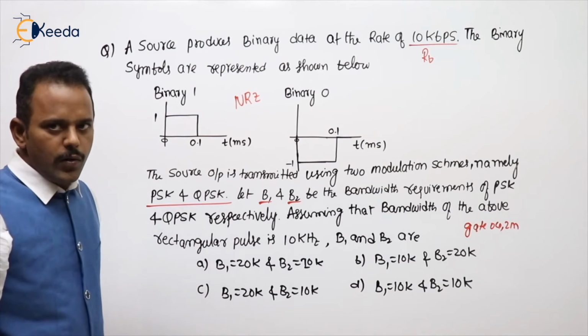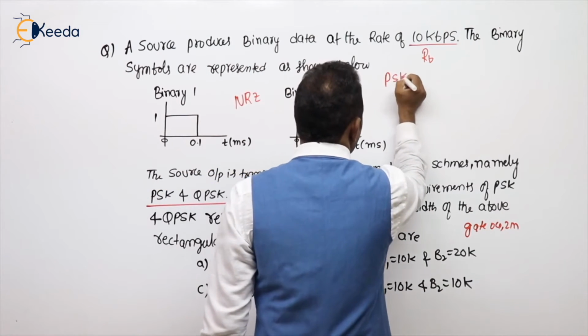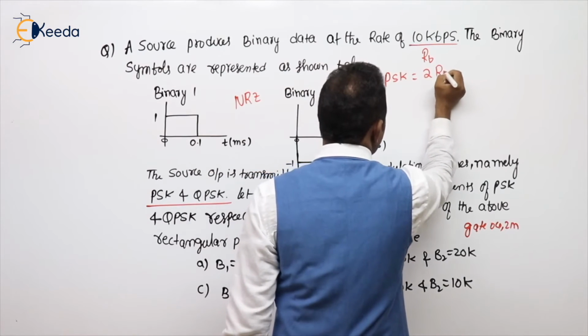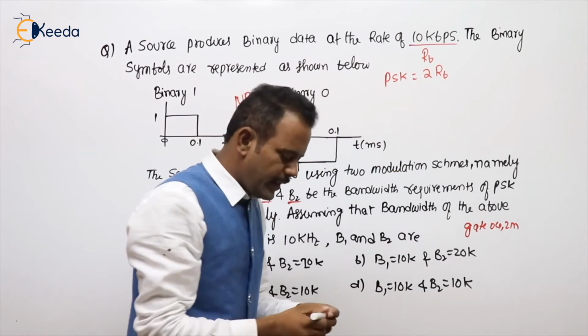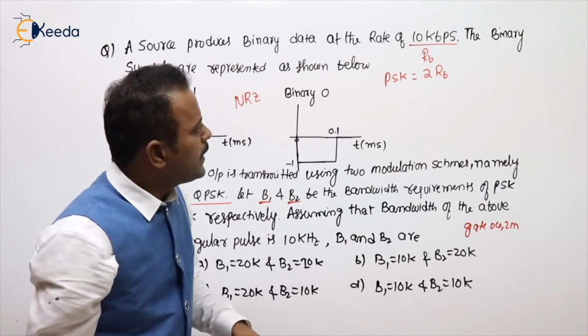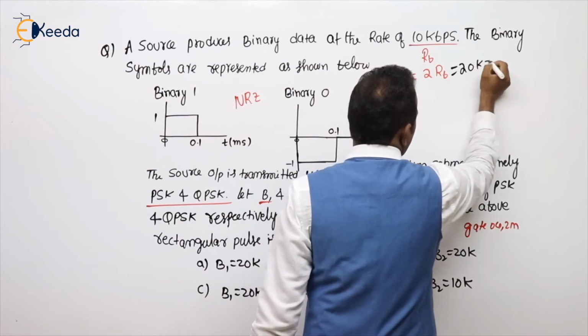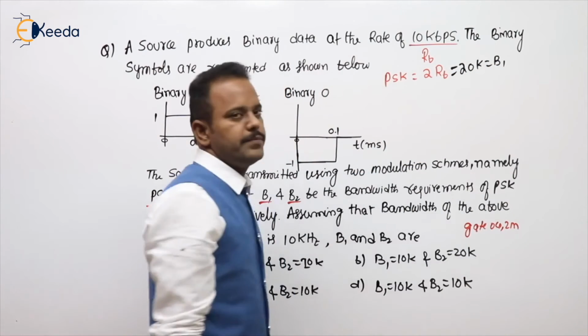We already know the bandwidth formula for PSK. The bandwidth formula for PSK is, students, 2RB. We discussed it in the binary schemes. RB is 10k, so 2 tens are 20k. So B1 value is 20k.